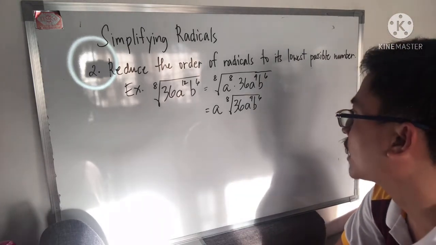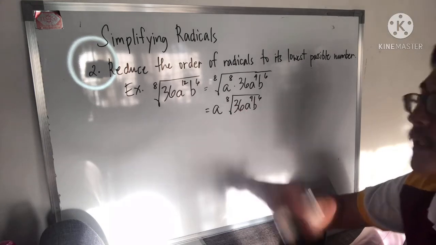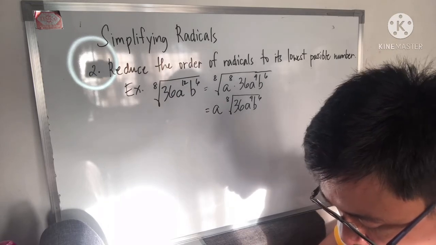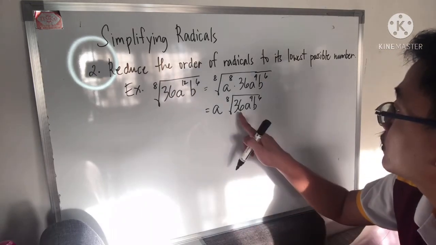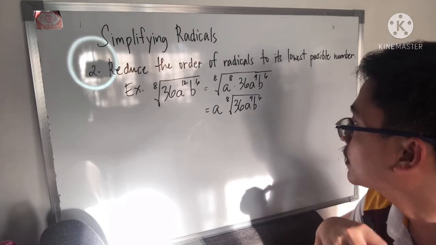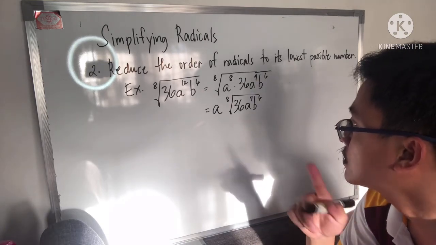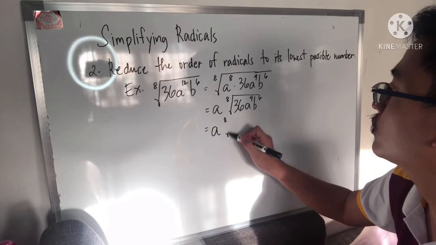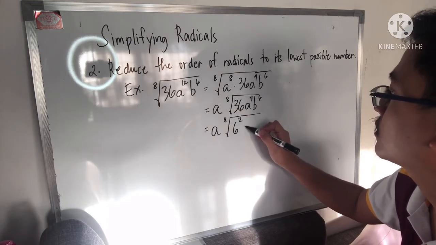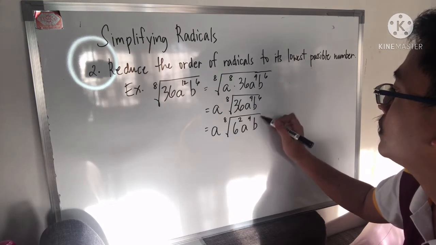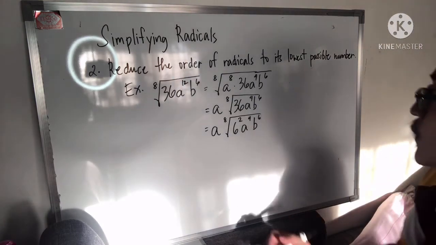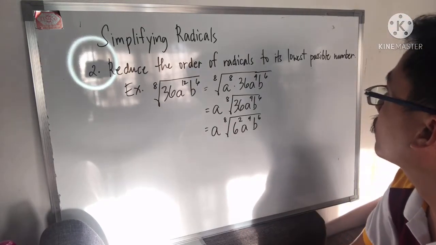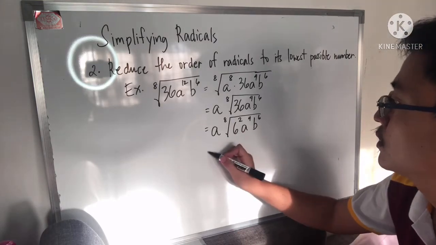So, if you notice now, everything inside is lower than the index. So, we can now simplify the 36. The 36 can be written as 6 squared. Let's write it: a times the 8th root of 6 squared, a raised to the 4th, b raised to the 6. Because our objective is to reduce these exponents to the lowest possible number.